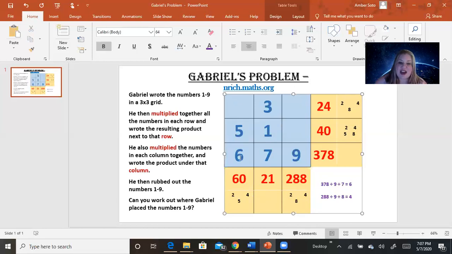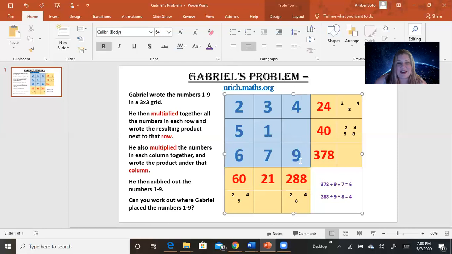And 6 times 5 is 30. We need to get to 60. Well, that's just doubled. So that means this has to be 2. All right, cool, that's taken care of. Well, now we have 2 times 3 is 6, and we have to get to 24. Well, 6 times 4 is 24.